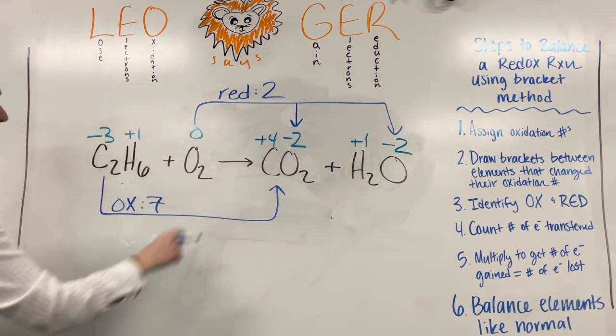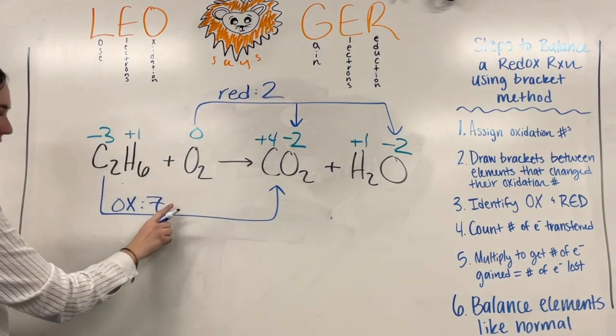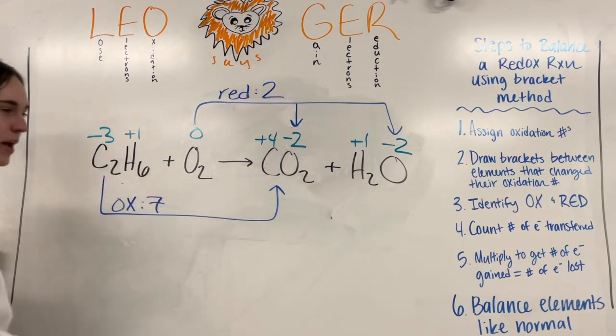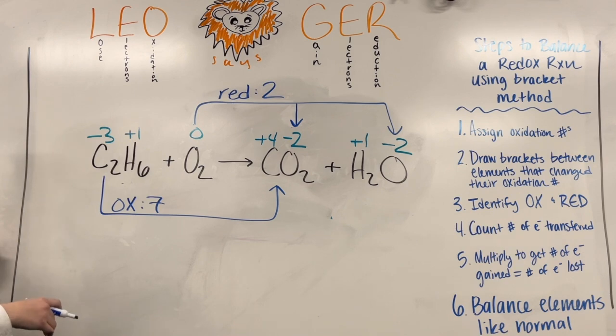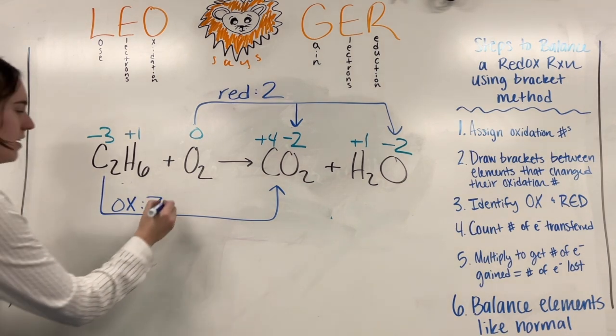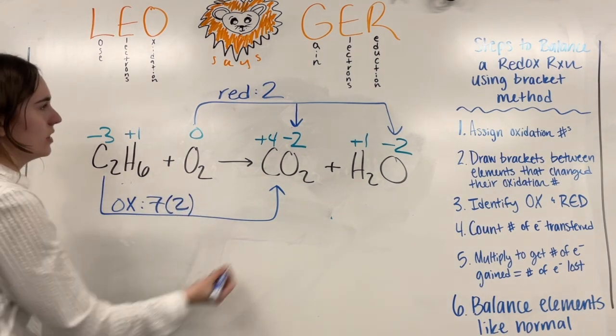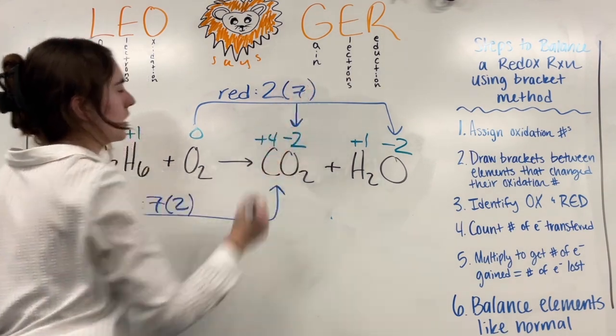So there's no easy way to multiply this by something to make it 7, or this by something to make it 2. So we gotta go up. We gotta find their least common multiple, LCM. Okay, if we multiply this by 2 and this by 7, we'll get 14 each.